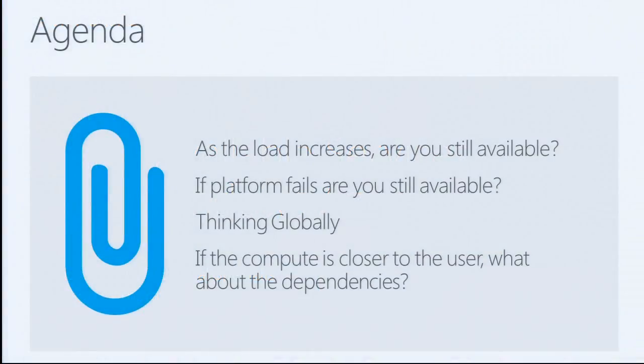What I thought would be great is if we looked at some of the big questions that we get from customers. As the load increases, are you still available? If the platform fails, are you still available? And this is sometimes my question back to the customer: how do you think about a global reach? And finally, if the compute is close to the user, what about the dependencies? What can we do to help there?